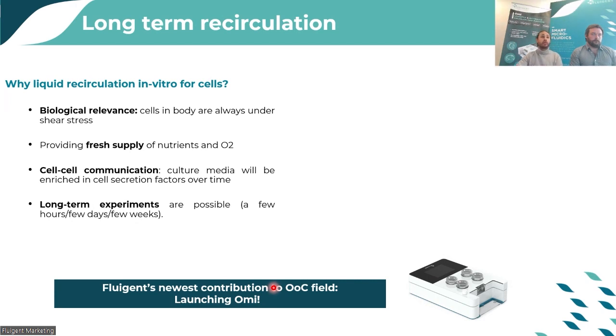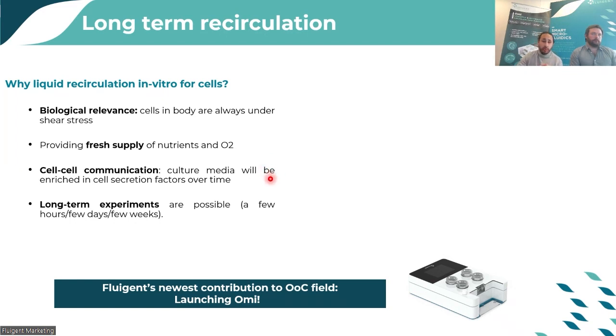Why long-term recirculation? Why liquid recirculation in vitro for cells? First of all, it's really important to have a recirculation of the media for the cells, because we want to be as close as possible to what is happening in our body. And the cells in the body are always under shear stress and flow. There is liquid flowing all the time. So we want to be in good conditions to have the best and most reproducible results. The idea is to provide a fresh supply of nutrients and oxygen to the cells.